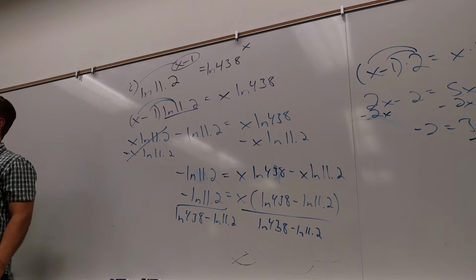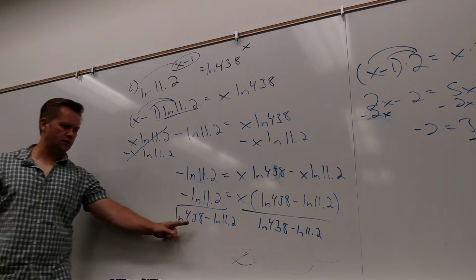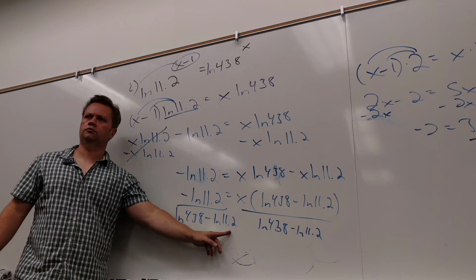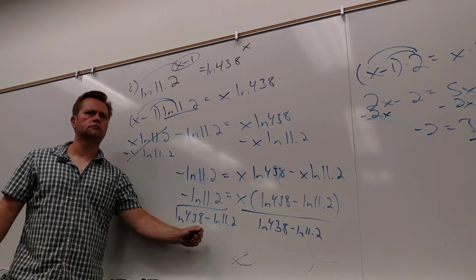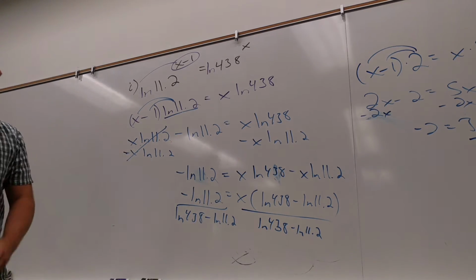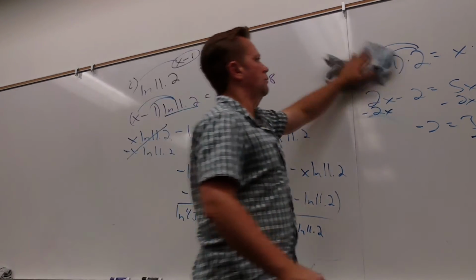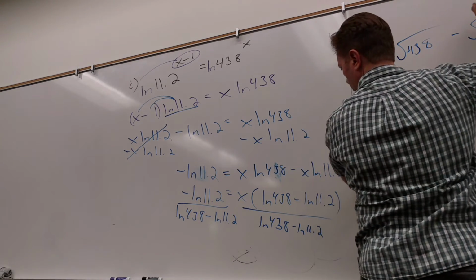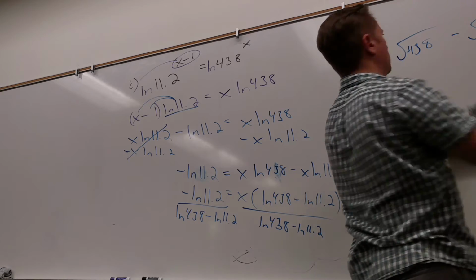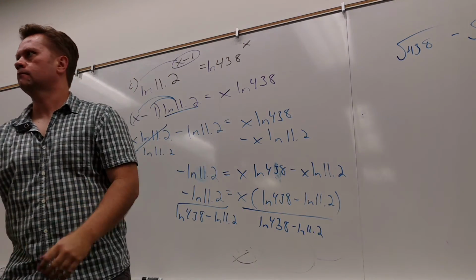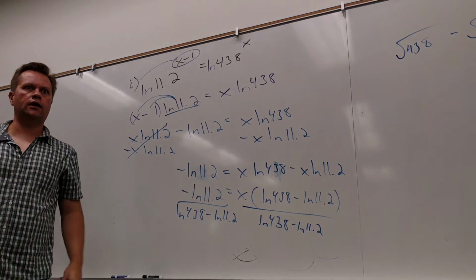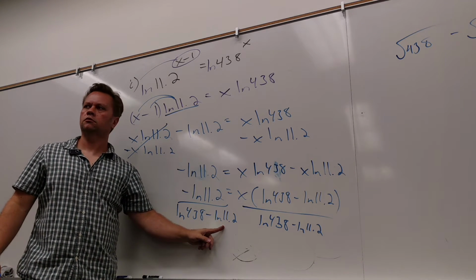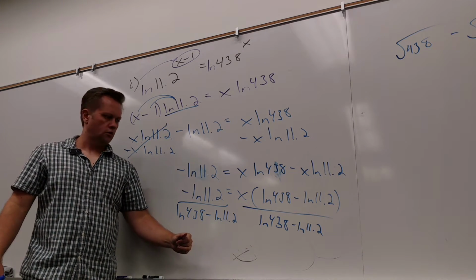Oh, be careful now. Can you combine these? No. Why not? Because you can't. What's the square root of 438 minus the square root of 11.2? You can't do that, right? They're not like terms. Are these like terms? No. I thought they would be.